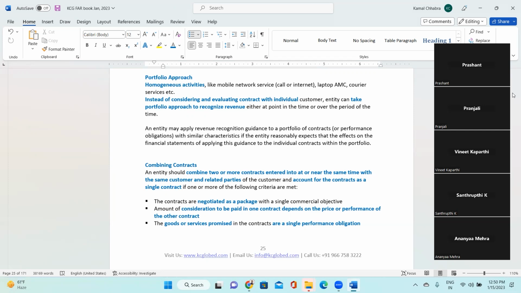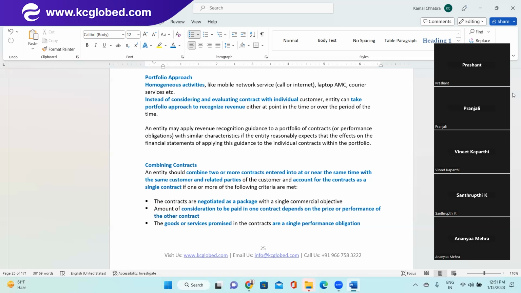So for example, let's assume AT&T, one of the biggest network providers in the United States of America. AT&T provides cellular services, that is mobile network services. They also provide internet services, broadband services. They also provide dish TV services. So for each kind of service, they have very standardized packages.